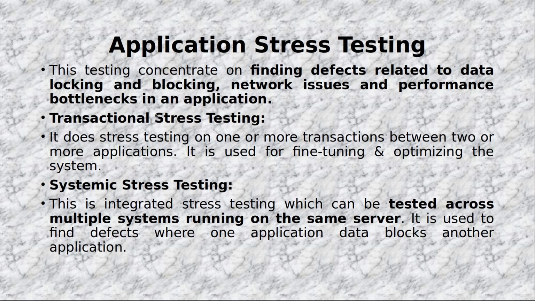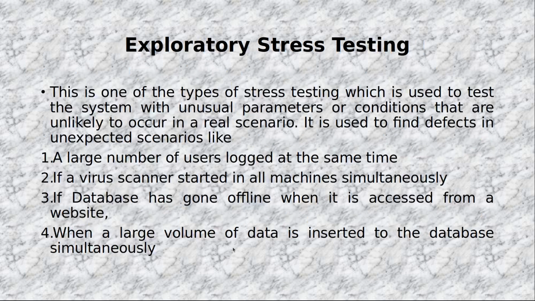Then there are two different types of stress testing: transactional stress testing and systematic stress testing. Transaction means two or more applications attached to the server. So we test whether the two or more systems are working well under the processor. Systematic stress testing means multiple systems are connected to the server, and we find out whether all combined or integrated work well or not. That is called systematic stress testing.